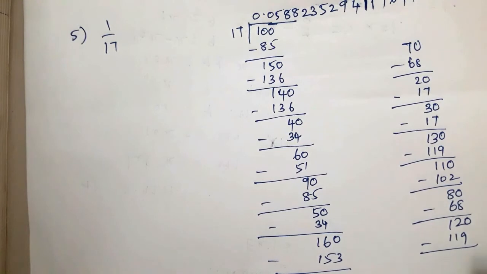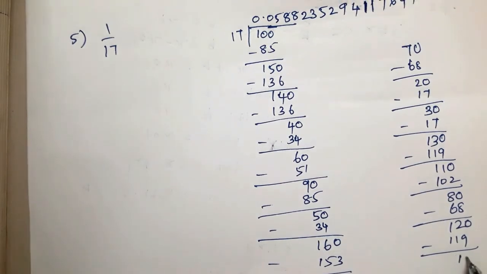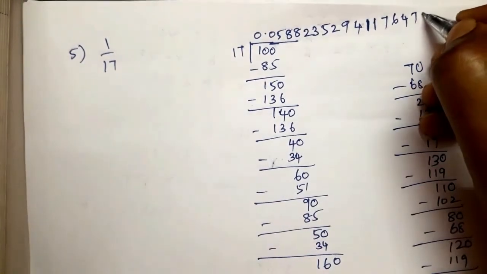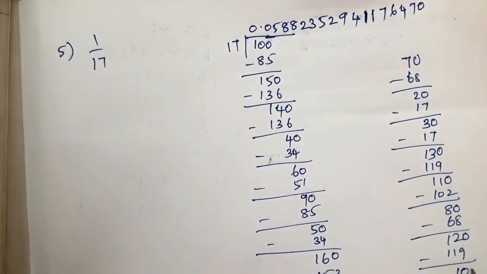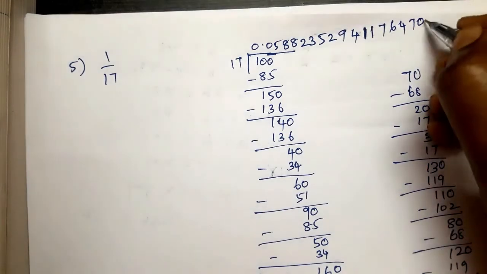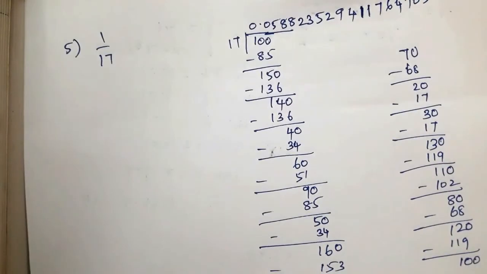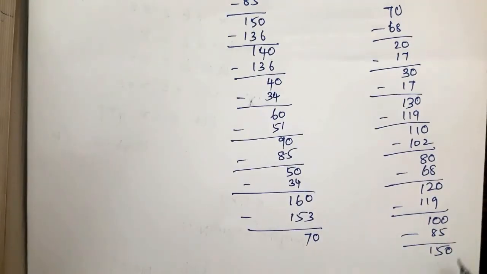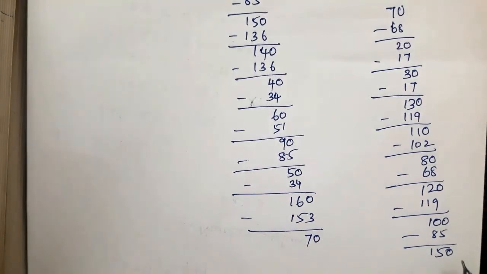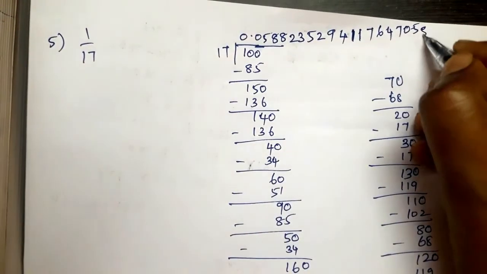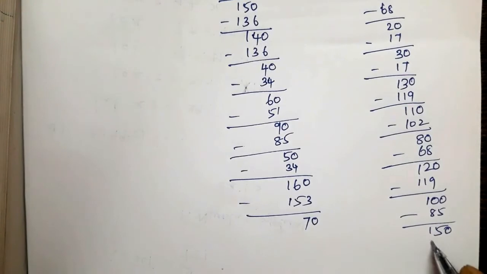Do the subtraction here. We should get 1. Again add one more 0. Now 10, 17 is not there. So put 0 here, and again add one more 0. In 100, 5 times 17 is there, so 5 17s are 85. Do the subtraction here, we should get 15. Again add 0. Now in 150, 8 times is possible, so put 8. 8 17s are 136. Do the subtraction here, we should get remaining 14.